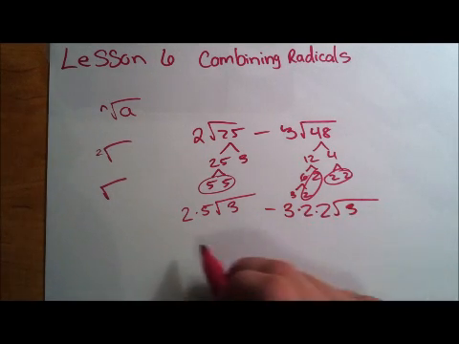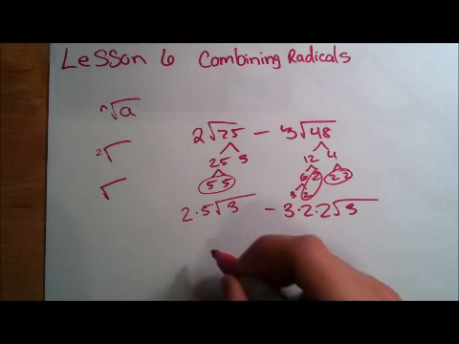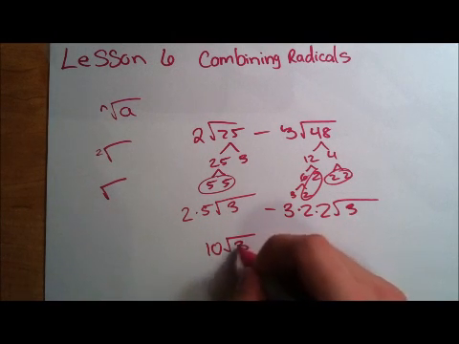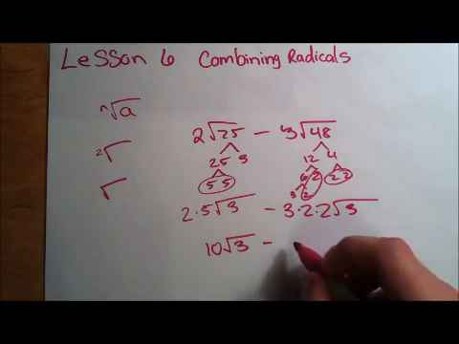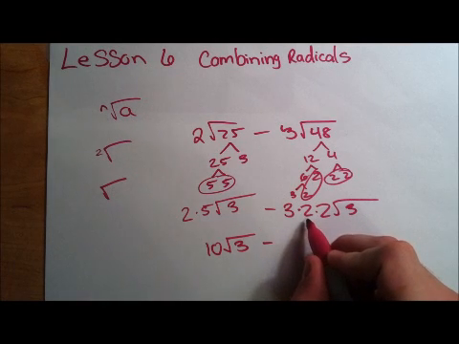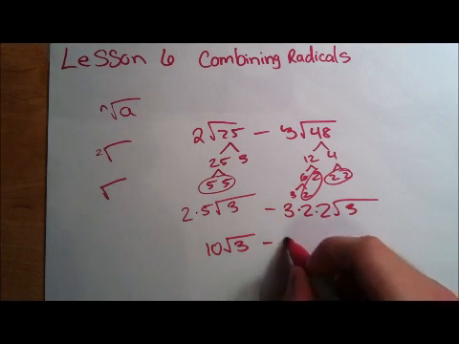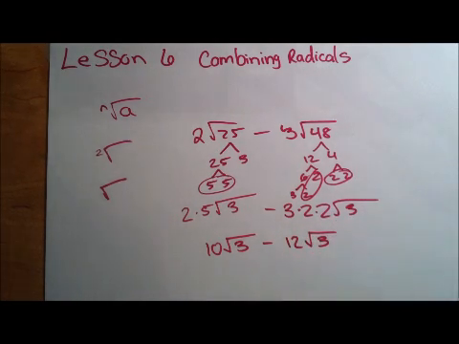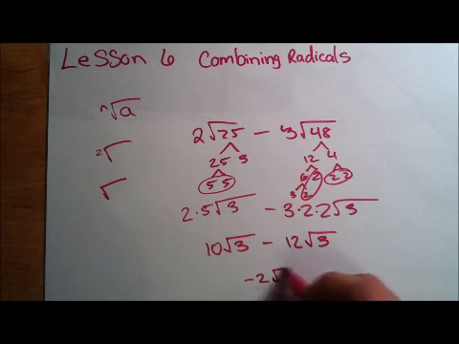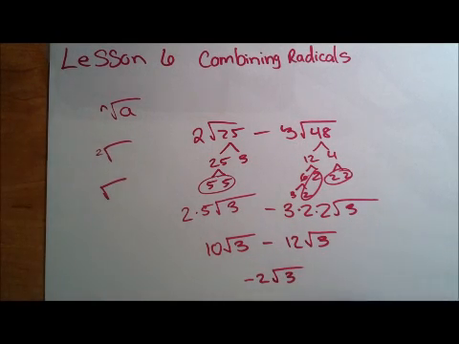And now that you have this set up, you can multiply together. So you have 10 times the square root of 3 minus 3 times 2 is 6, times 2 is 12, 12 times the square root of 3. Now that the radicands are the same, it is basically 10 minus 12, which is negative 2 times the square root of 3. There you are.